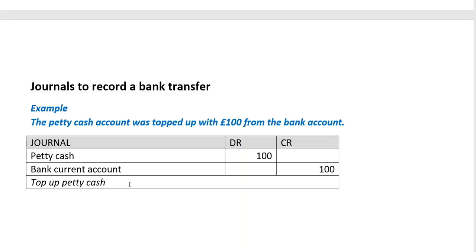Notice that even though the journal will still work if you wrote these lines the other way round, the credit at the top and the debit at the bottom, it's just convention to put debits before credits.